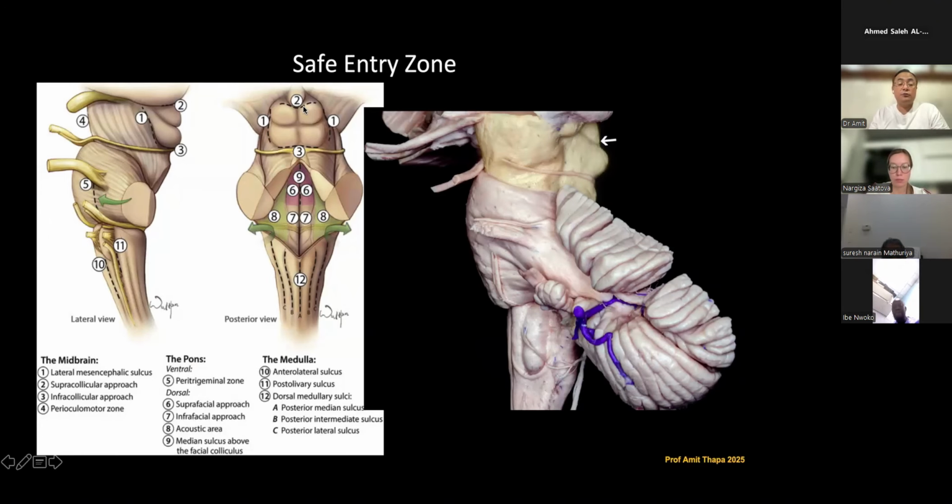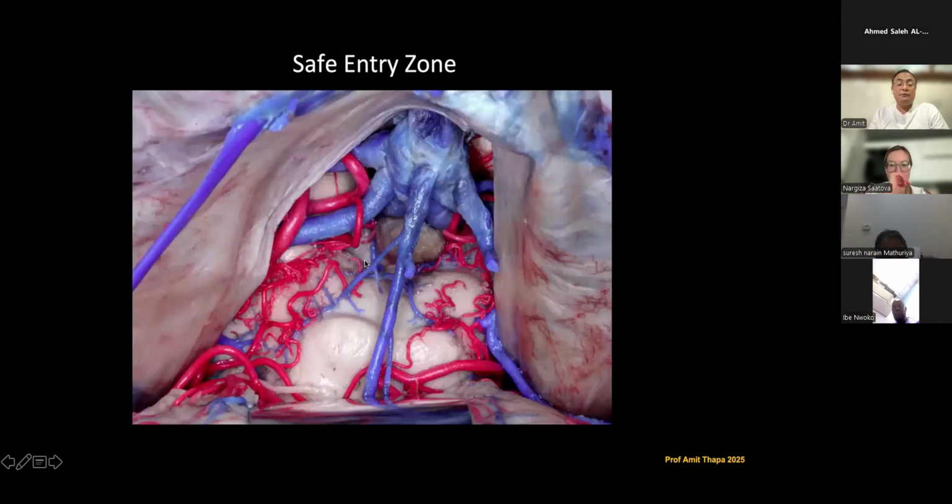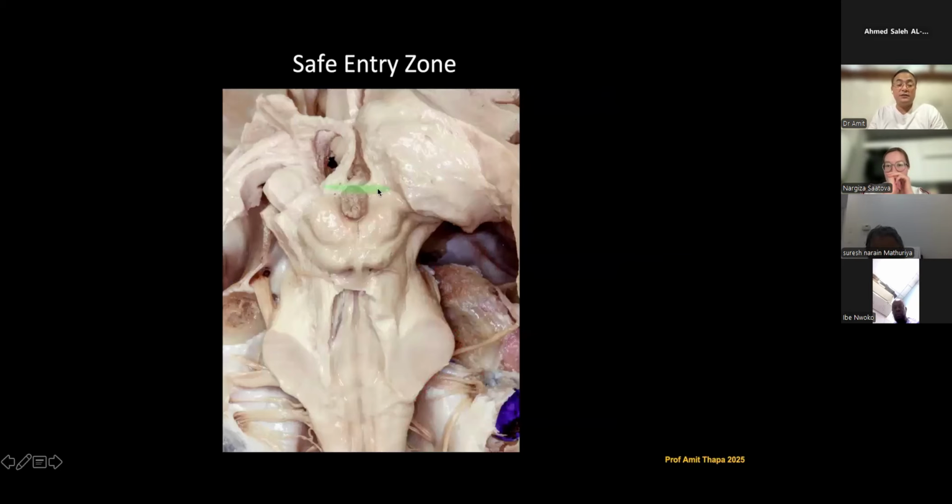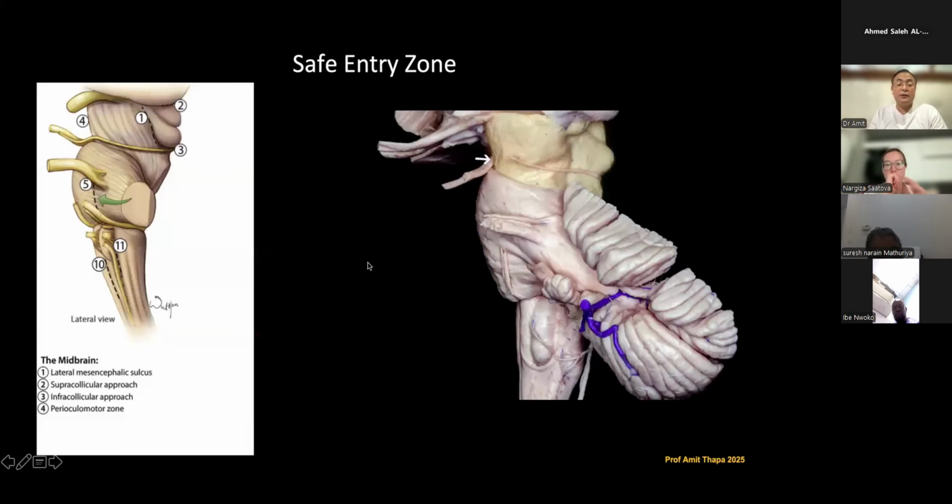Then the other safe entry zone is the supra- and infracollicular areas. This is superior or inferior to the colliculus or the tectal plate, which can be attacked from the back, through supracerebellar infratentorial approaches. This is how it appears. This is how the incision is given, and then you can go inside and remove the tumor safely.